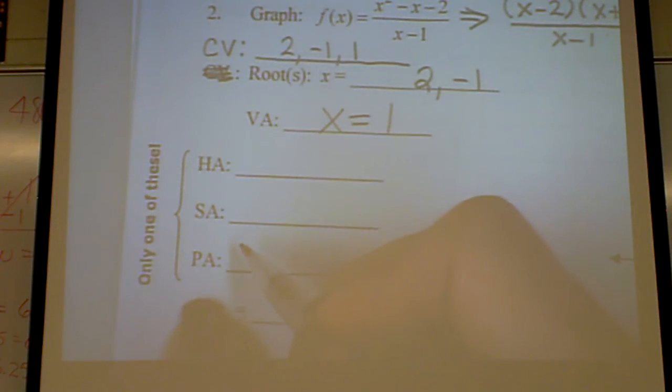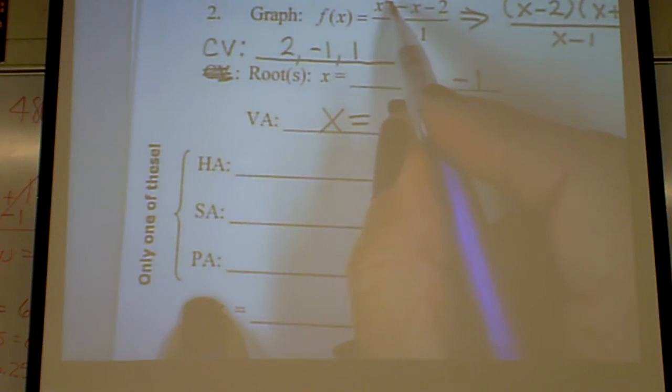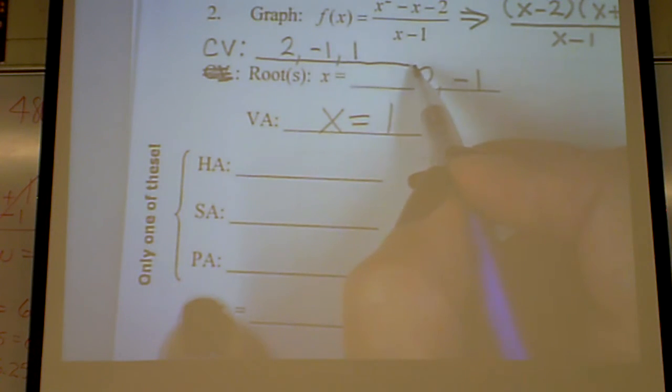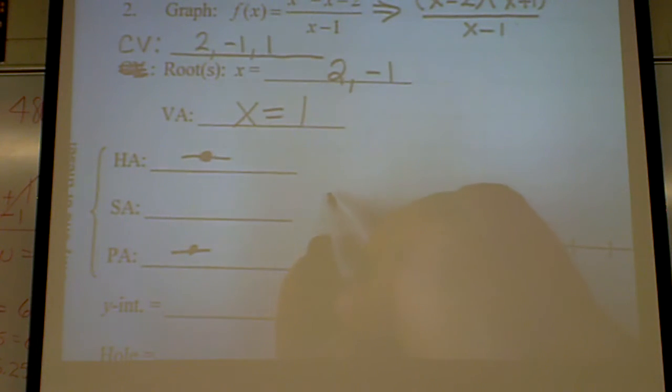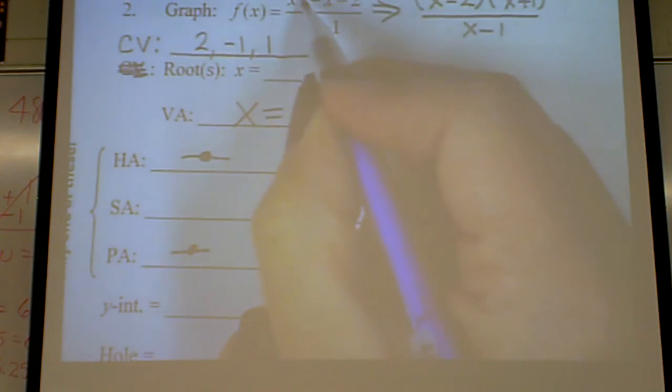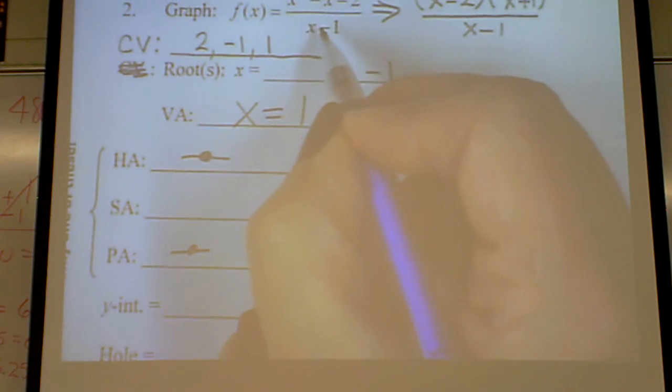Okay, which one of these 3 do we have? We have one of them. Slant. It's top heavy by 1, so there's a slant asymptote. It's one of these, so we don't have this and we don't have this. How do we find out what the slant asymptote is? I'm gonna do synthetic division, because I can. Slant, you can only have a slant if the degree of the numerator is 1 more than the degree of the denominator. I'm not saying that if you have slant, you use synthetic.